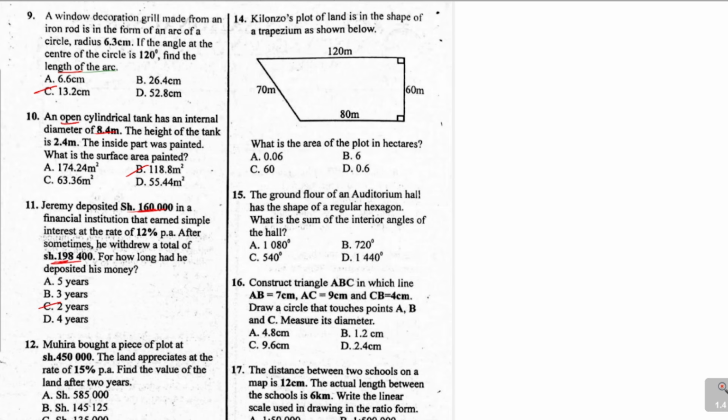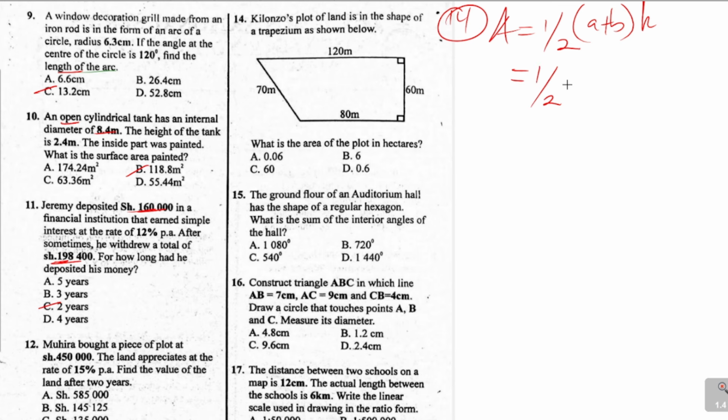Kilonzo's plot of land is in the shape of a trapezium as shown below. What is the area of the plot in hectares? So we need to start by getting the area of the plot in meters squared. So this is a trapezium. How do we get the area of a trapezium? It is half multiplied by the sum of the two parallel sides multiplied by the height.